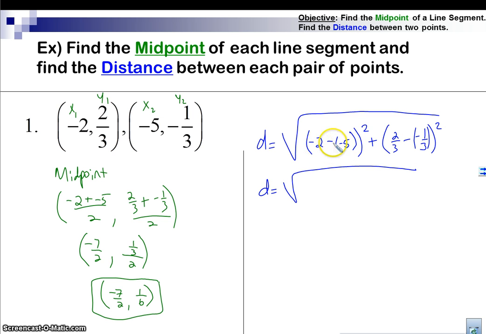So I'm going to have -2 plus 5, which is 3 squared. 2/3 plus 1/3, which is 3/3, which is 1 squared. So I'm going to have square root of 9 plus 1, which is square root of 10, which is the distance. All right, that's all you do.